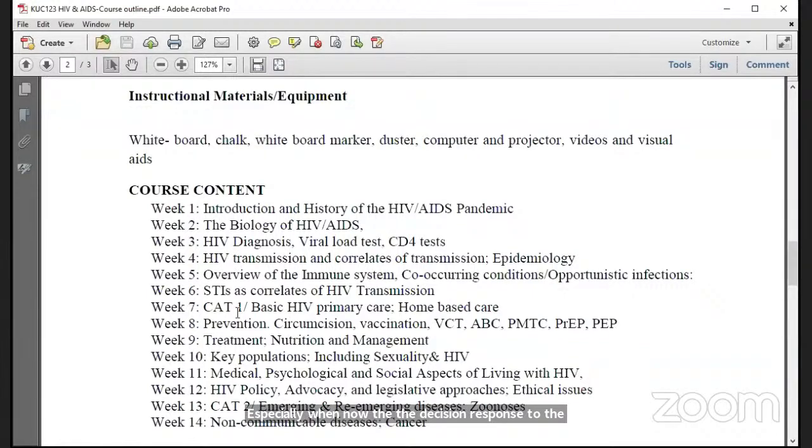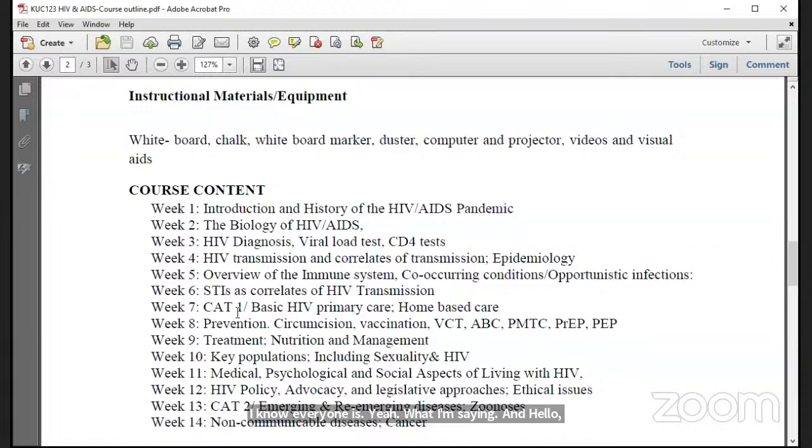Then the basic care, what's involved in care. For example, how do we handle a person who is developing other complications? So that week is very, very important as far as care is concerned. I hope everyone is hearing what I'm saying.